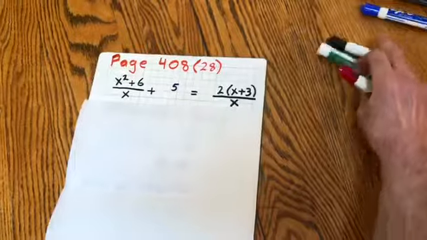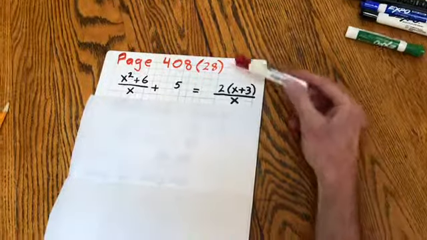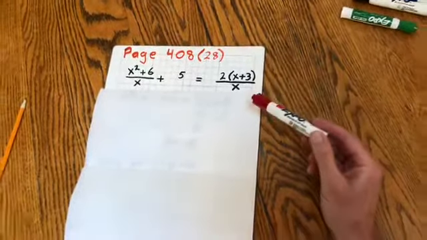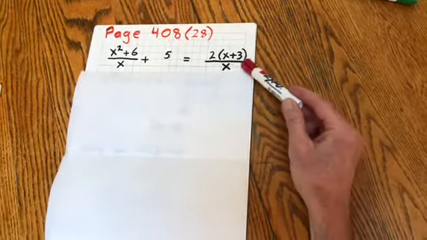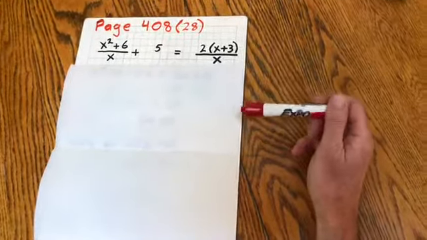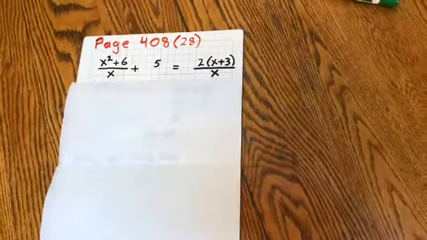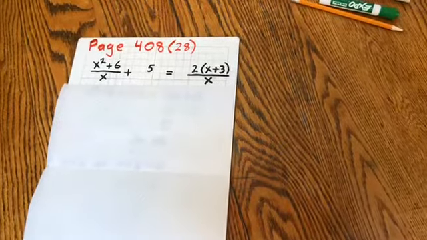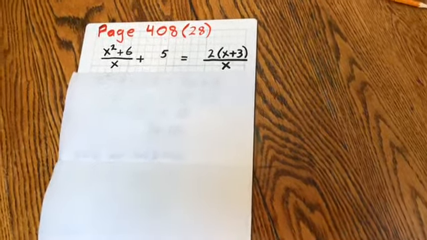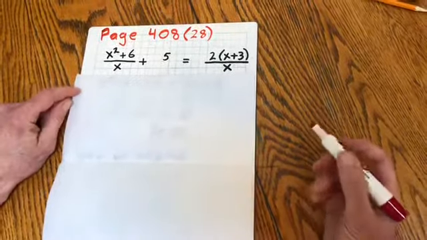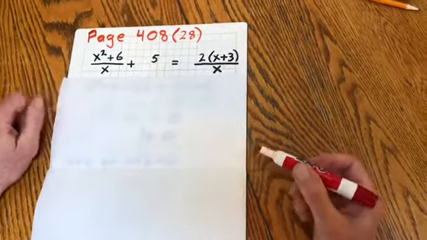Next topic on page 408 is problem 28. Now this one, I cannot easily turn into a fraction equal to a fraction, so I'm going to clear the fractions, get rid of them completely. You've learned this technique earlier this year. It's not a trick, no, it's a technique.